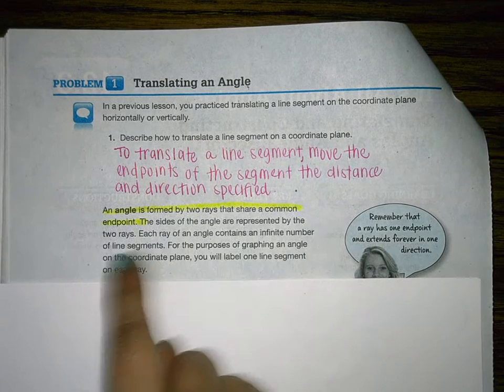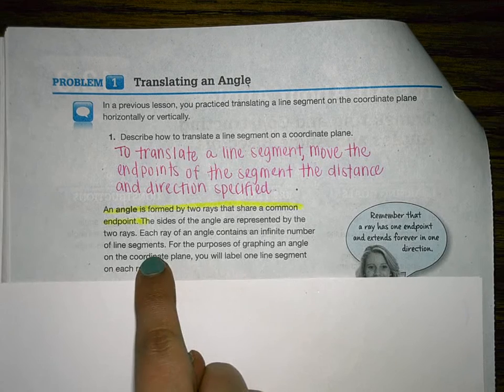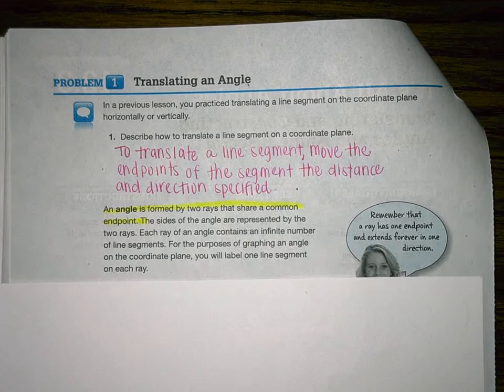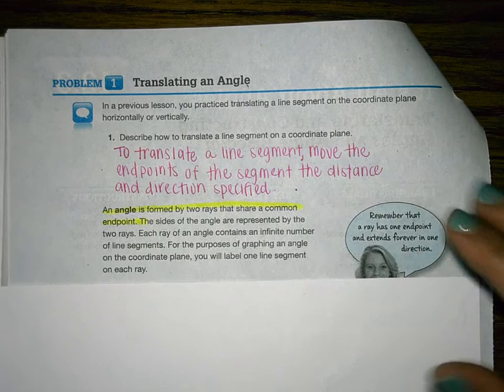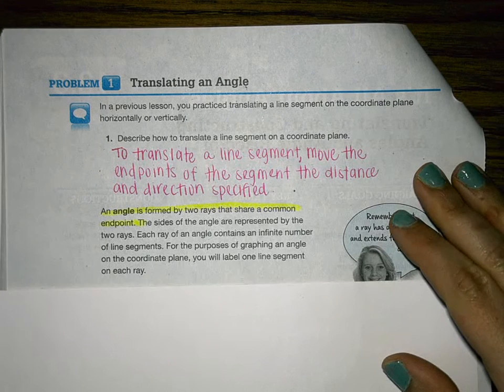The sides of the angle are represented by the 2 rays. Each ray of an angle contains an infinite number of line segments. But for the purposes of graphing an angle on the coordinate plane, we will label 1 line segment on each ray. So because rays go on forever in one direction, there's an infinite amount of segments we can make out of that, but we're just going to be looking at 1.